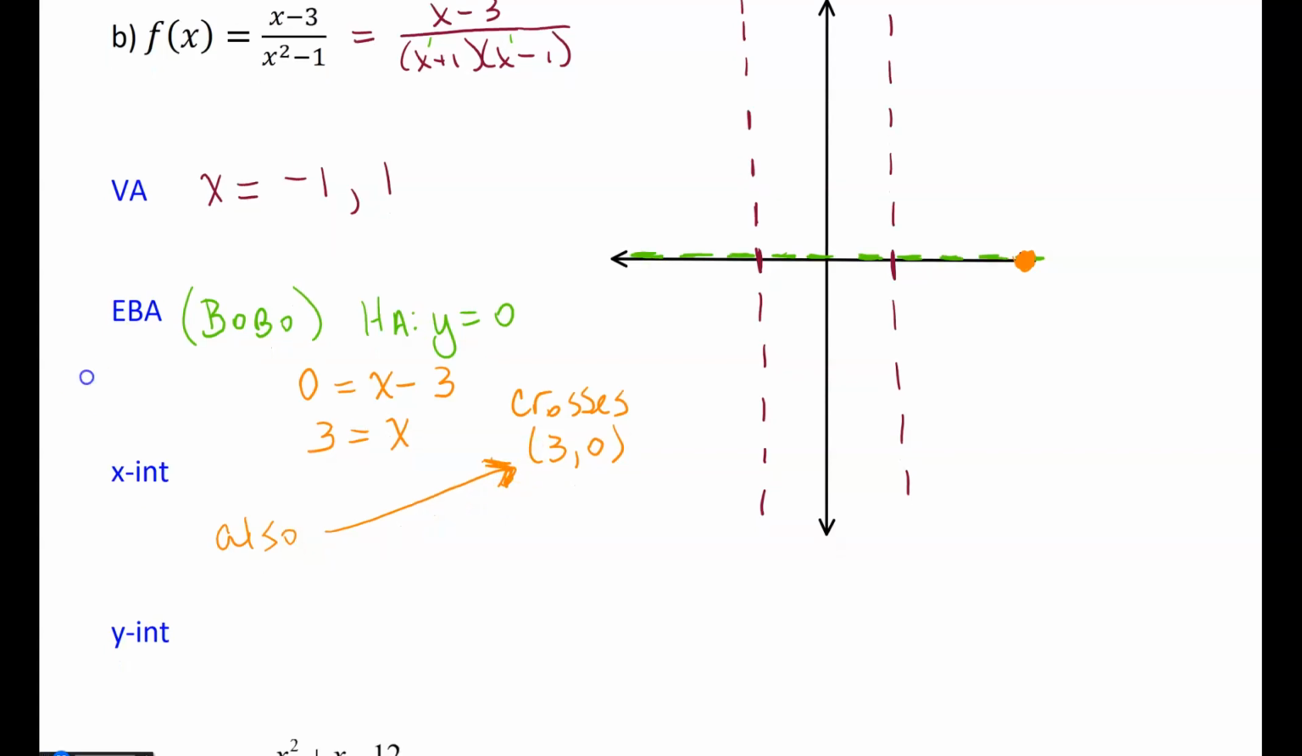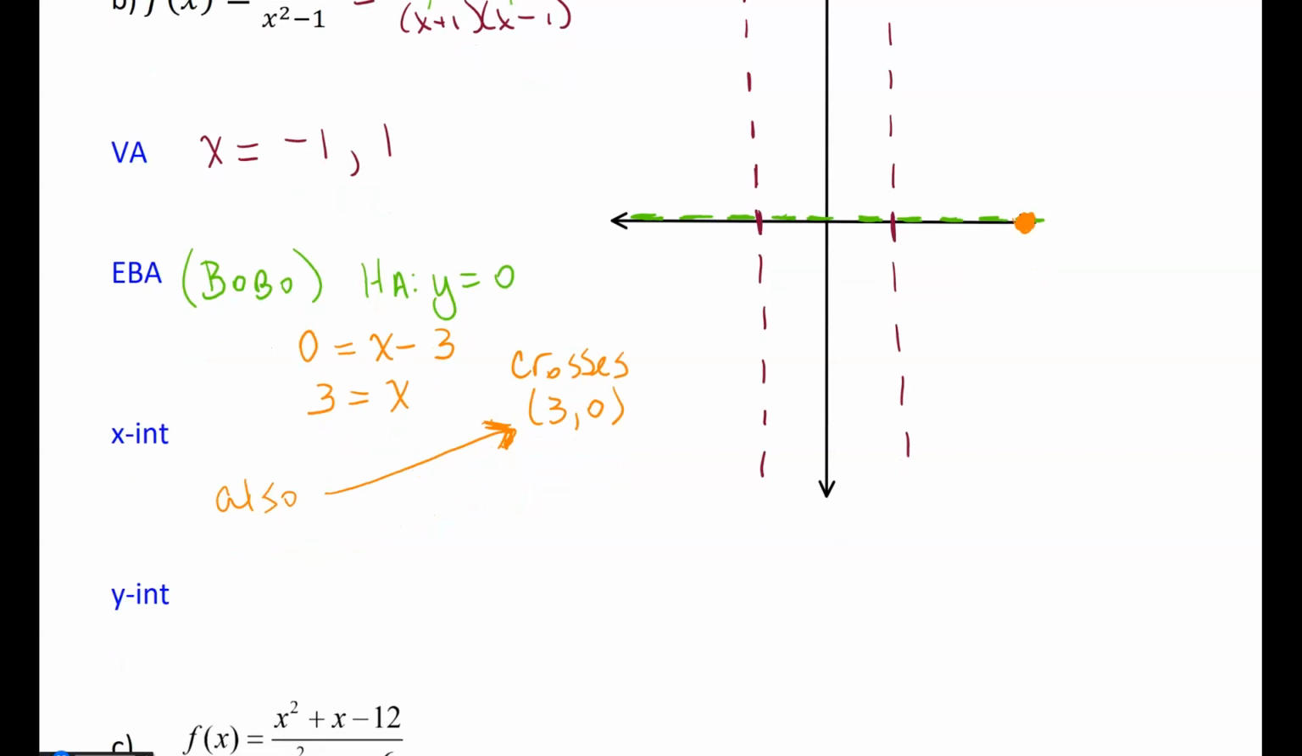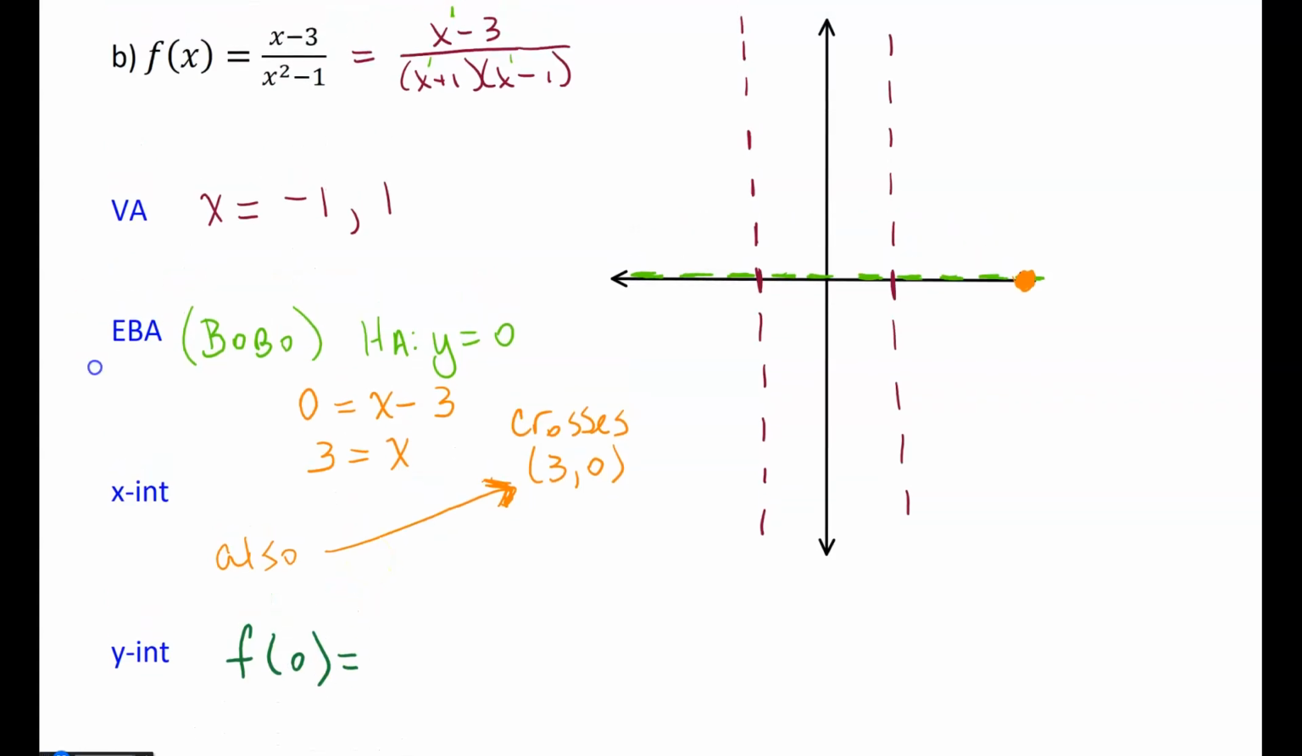Okay, so the next thing I want to look at is the y-intercept. For the y-intercept, we're looking at what happens when x equals 0. So f of 0 is, we get 0 minus 3, which is negative 3, over 0 minus 1, which is negative 1. We get a positive 3 here. I have a y-intercept of (0, 3). So that's about over here. Okay, we don't have any holes, so now it's a matter of putting this together.